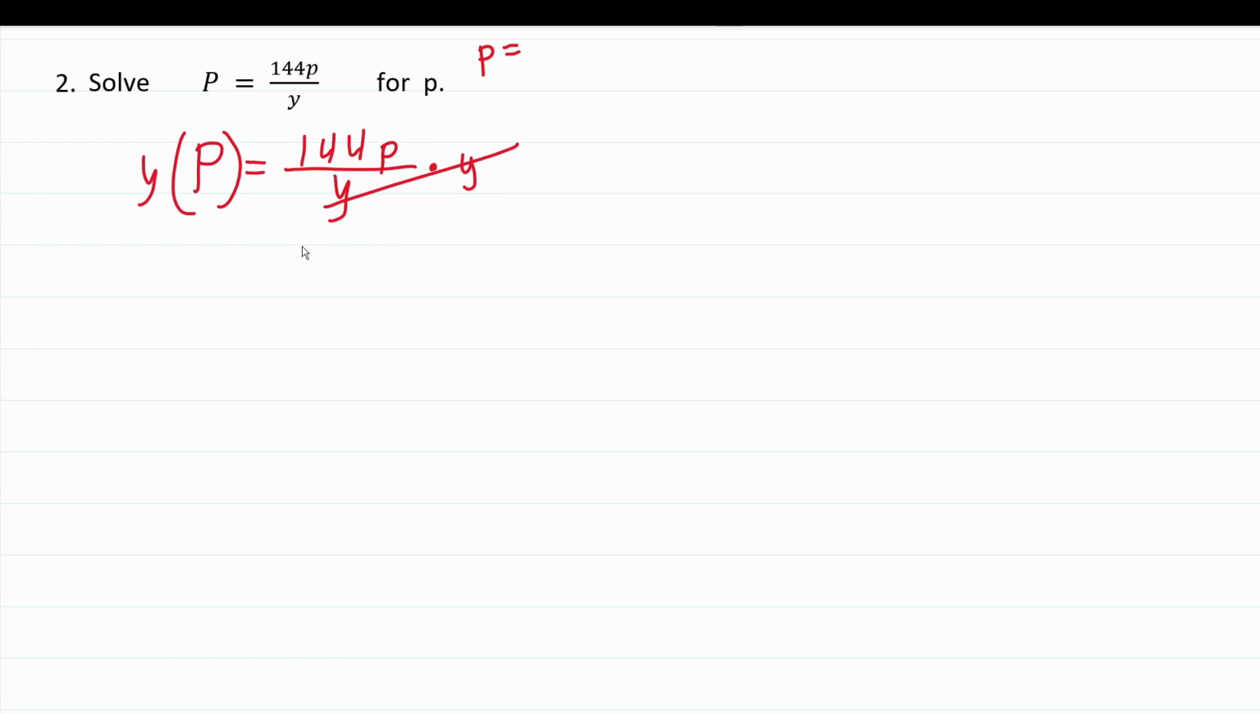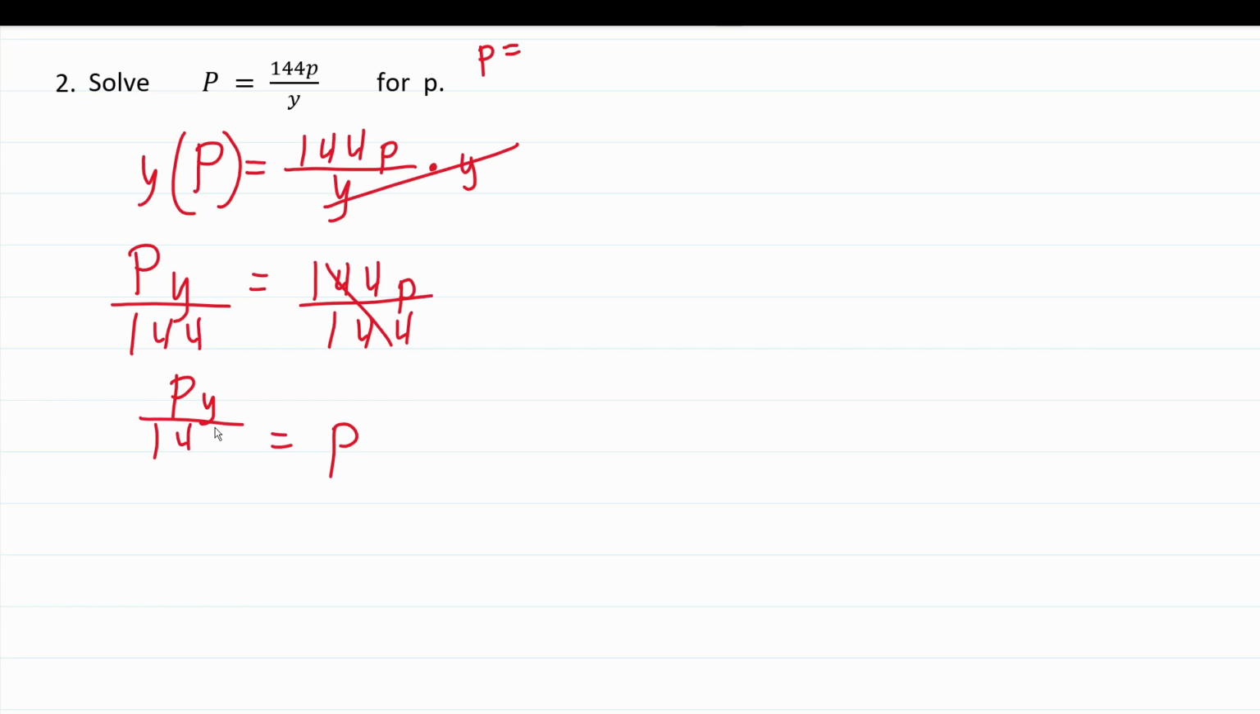This will cross out over here, leaving you with 144p equals big P times y. And now at this point, all we have to do is clear this 144. This says 144 times p, so we're going to perform the opposite of multiplication to move 144 away from little p. That is to say, we're going to divide both sides by 144. This crosses out here, leaving you with p equals, and let me go down a line so we have some room to write that. p equals big P times y over 144.